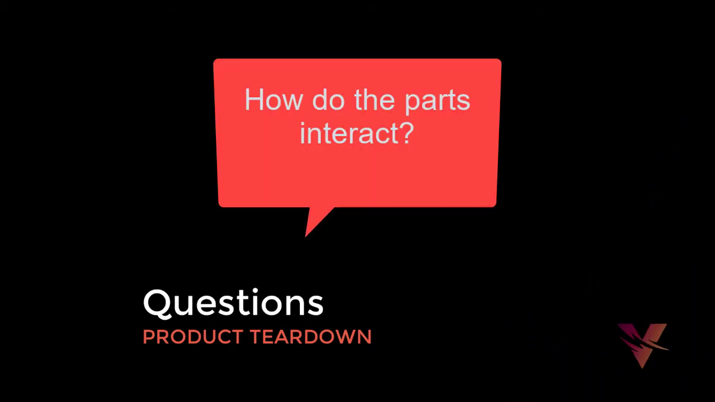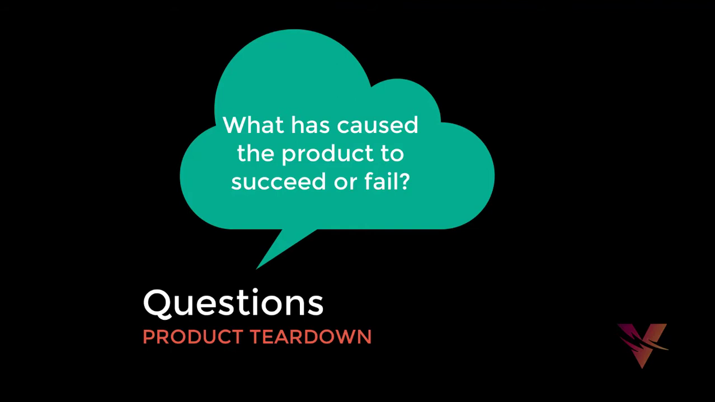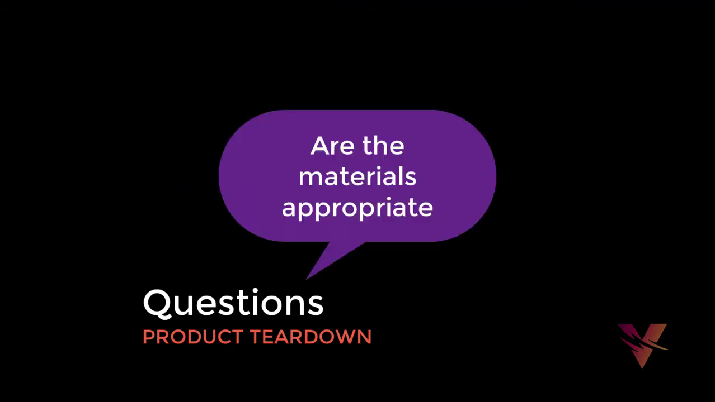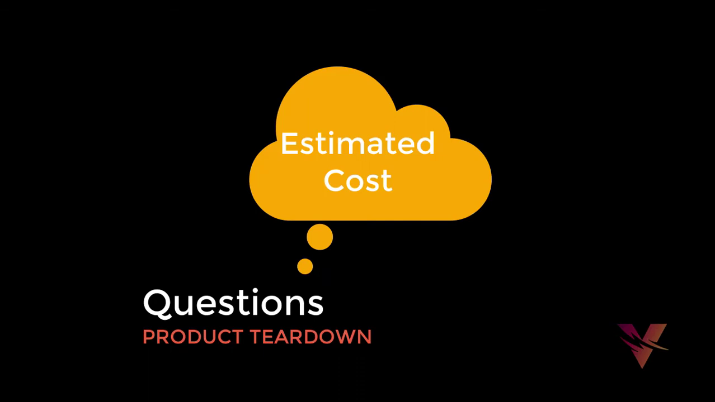How do parts interact? What are good and bad features of the product? What has caused the product to succeed or fail? Are the materials used in the product appropriate? What manufacturing process was used? What is the estimated cost of the components which are used in the product?